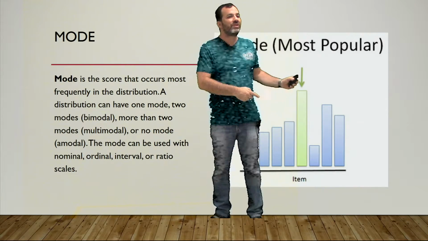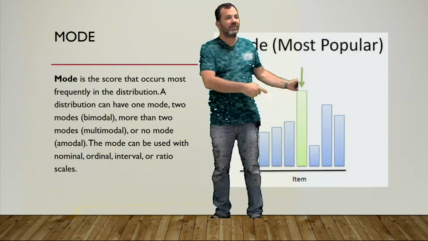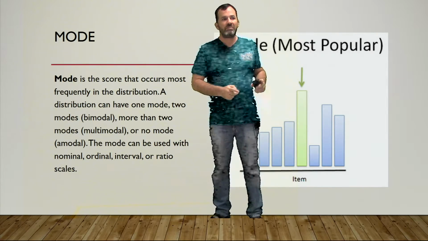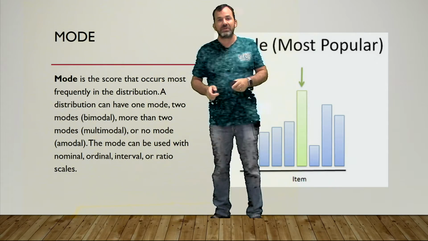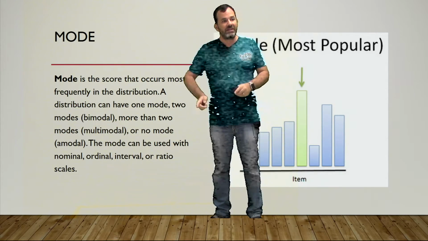In this picture, the green line right here is the most popular, so that would be the number that repeats the most or occurs the most frequently in this distribution.